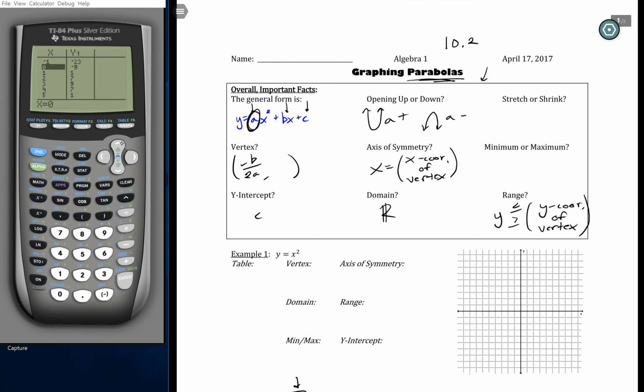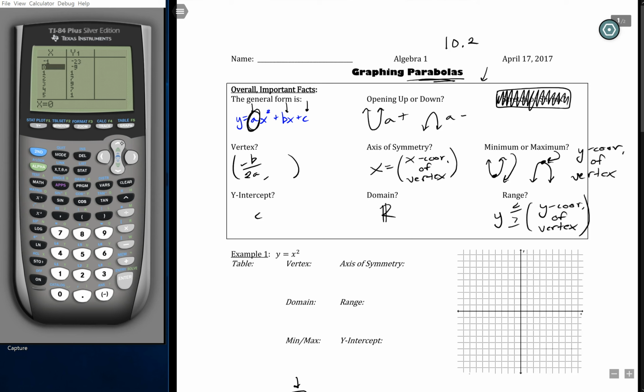The minimum or the maximum? Well, remember, if the parabola is opening up, that's when we have the minimum. And when the parabola is opening down, that's when we have the maximum. And it also related to the y-coordinate of the vertex. Stretch or shrink, I think we'll ignore for now. Maybe I'll tell you about it in class, but let's ignore it for now.